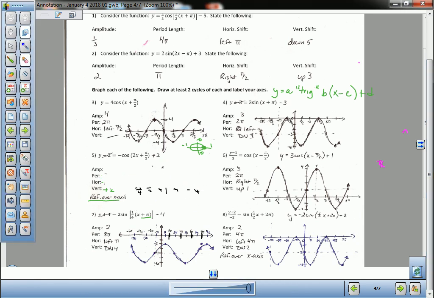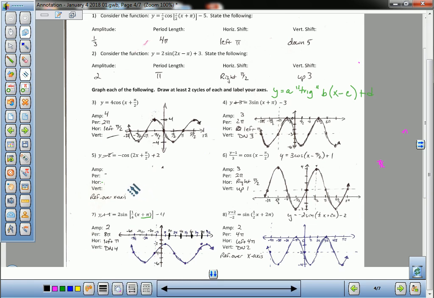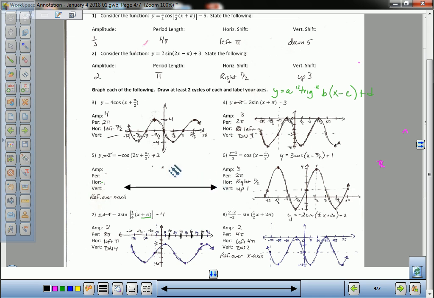So, with all of that, it should make these easier. And I'm going to go over number 5. Alright. So, number 5 is cosine. It is shifted up, so I'm going to give myself a little more room up top.